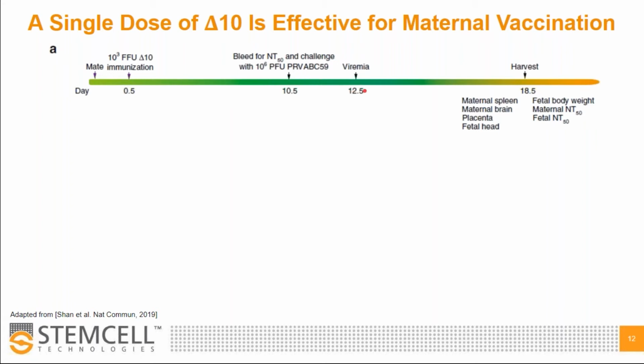Two days later, they looked for viremia in the mothers, and on day 18.5, they harvested the maternal and fetal tissues to look for viral load and neutralizing antibody titers.